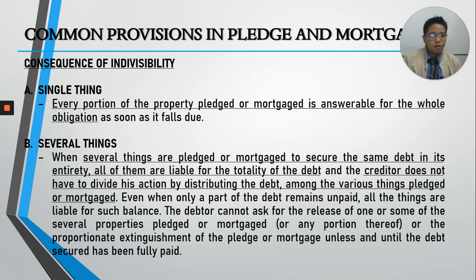Now, what if I pay already 10,000? That is allowed. Partial payment is allowed. So I paid 10,000 pesos already, leaving a balance of 10,000. So again, if yung 10,000 remains unpaid, yung balance na yon, all of the things are liable for such balance. So yung aking TV, refrigerator, and also vacuum cleaner may be sold at a public sale in order to pay for the balance of the debt. Now, if I pay 10,000, I cannot ask for the release of the pledge over the ref. Hindi pwede yun.